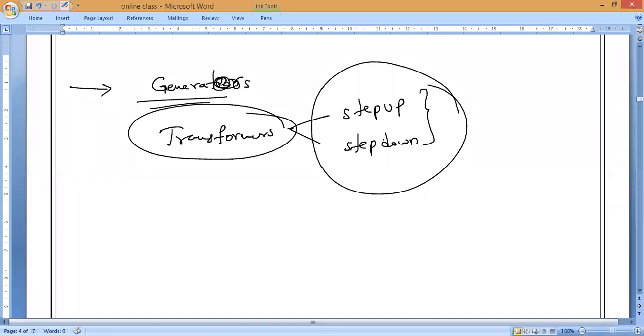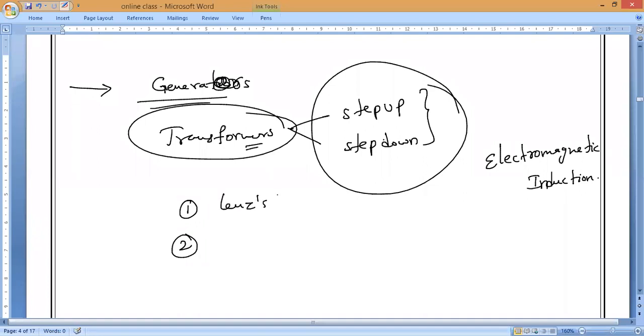So generators as well as transformers work on the principle called, what is the principle, guys? Electromagnetic induction. And we can find the direction of induced current with the help of two laws, as I told you last class. What are the two laws? One is Lenz's law, but this law we won't study now; we'll study it in class 12. The second law, which I already taught, is Fleming's right hand thumb rule.